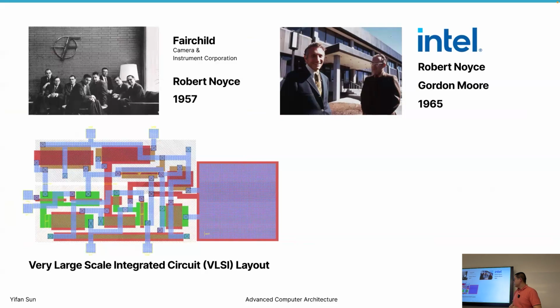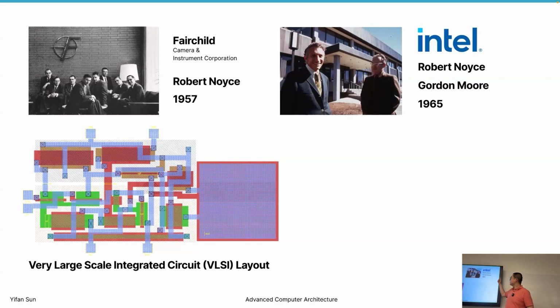So from Fairchild there came two people. One is Robert Noyce, one is Gordon Moore. They started this company called Intel, which is really the company that made VLSI or integrated circuits a very important, practical business.